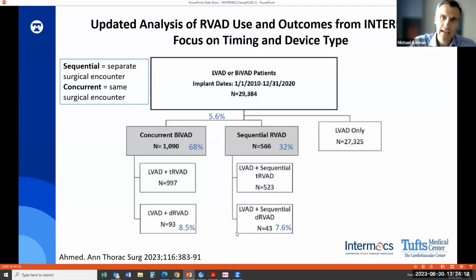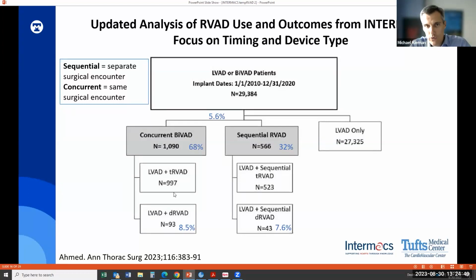The analysis that I helped lead previously was a little bit different era. It was 2006 to 2015. Now we're looking at a decade, 2010 to 2020, so there's about 5 years of overlap. And it's just over 29,000 devices, but similar proportions. Overall, I had 5.2% in our analysis, and now it's 5.6%, so essentially equivalent RVAD use. Just over 2/3 of those are concurrent BiVADs, and 1/3 are sequential.